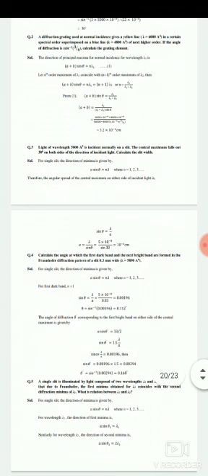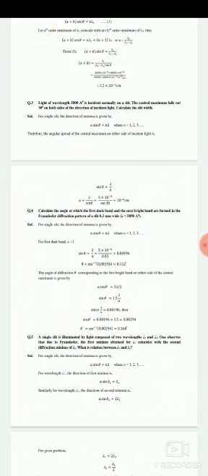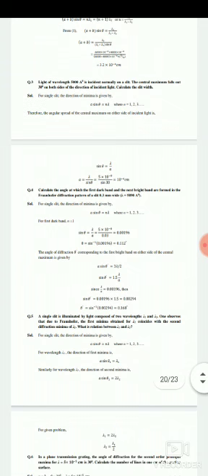Now question number 3. Light of wavelength 5000 angstrom is incident normally on a slit. The central maxima falls at 30 degree on both sides of the direction of incident light. Calculate the slit width. As you know, for a single slit, the direction of minima is given as a sin theta is equal to n lambda. Here a is slit width, theta is diffraction angle, n is the order number, and lambda is incident wavelength.